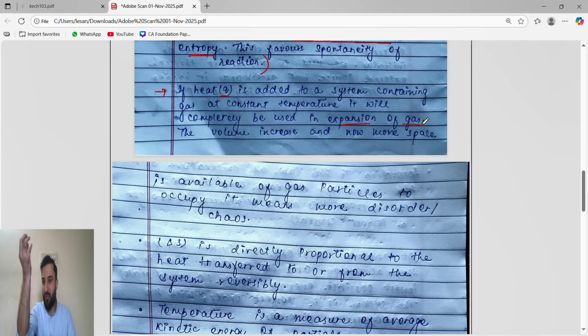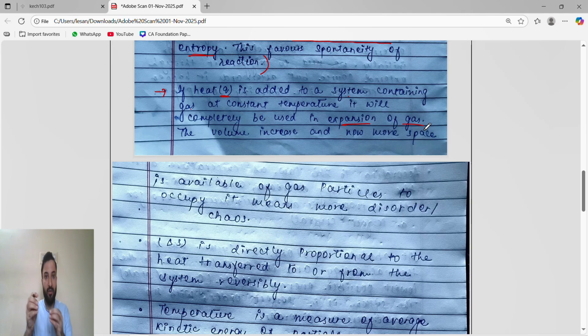Guys, see, if heat is added to the system, it means an endothermic process, so the randomness will increase. The particles of the gas will hit the piston and the piston will move up. Before also we have studied that the piston will move up. So there will be expansion of the gas, right? That's why they said the same thing: if heat is added to a system containing gas at constant temperature, it will completely be used in expansion of gas.